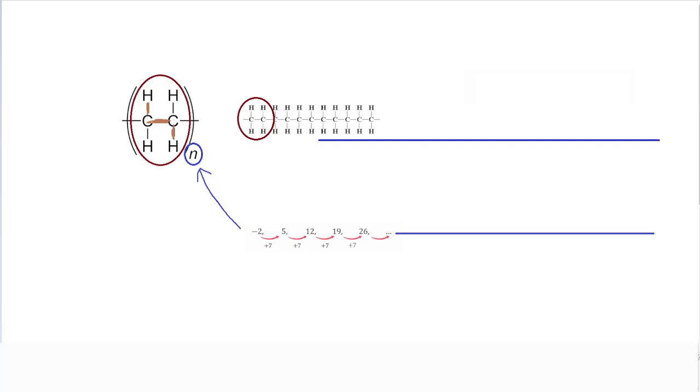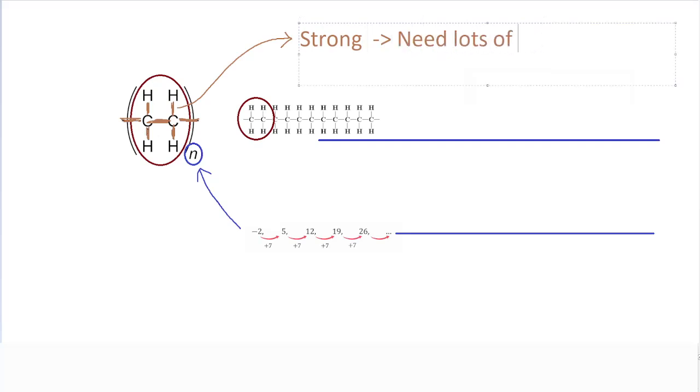Polymers have strong intermolecular bonds between the atoms. This means they need lots of energy to break, which gives them a high melting and boiling point. This is also why they are solid at room temperature. Room temperature isn't high enough to melt the polymer.